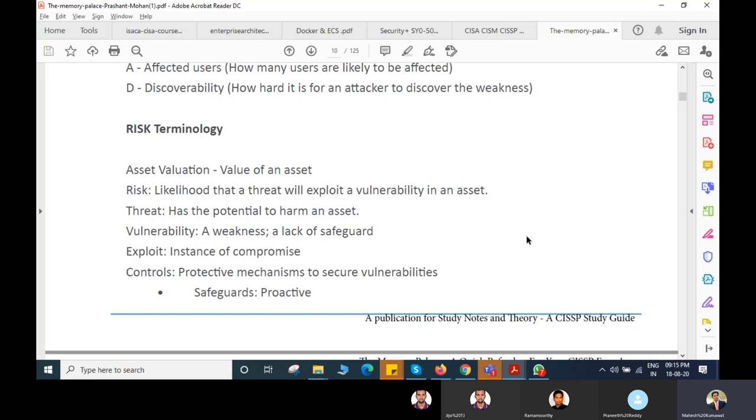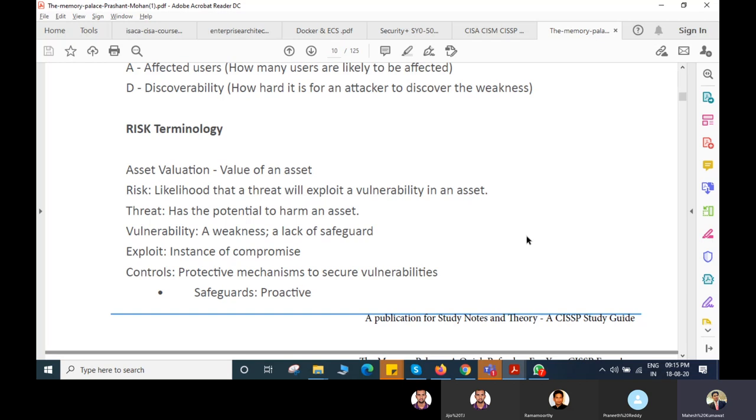Vulnerability is a weakness, a lack of safeguard in the systems. You have different systems working in the company: database, networking, operations, HR, finance. Each has its own weaknesses. A lack of safeguard is, for example, users not encrypting data that goes outside. Suppose the finance head's laptop data is not encrypted. This is also a safeguard vulnerability that is found.